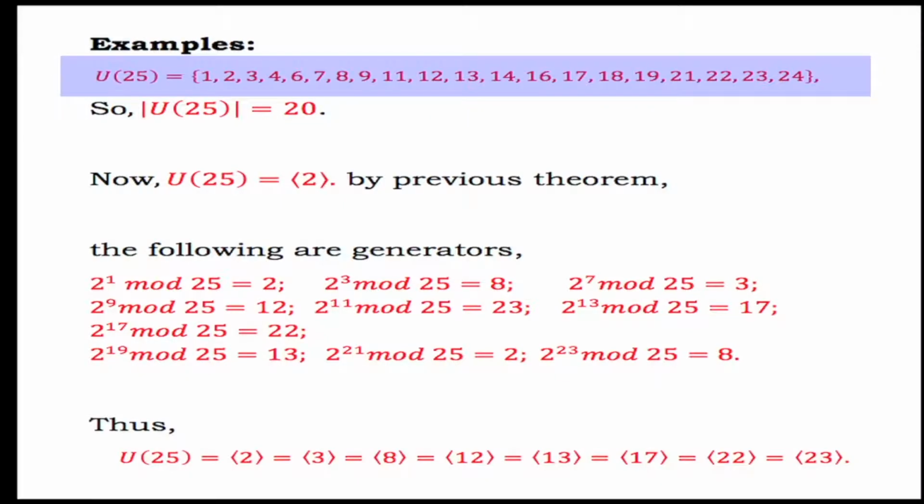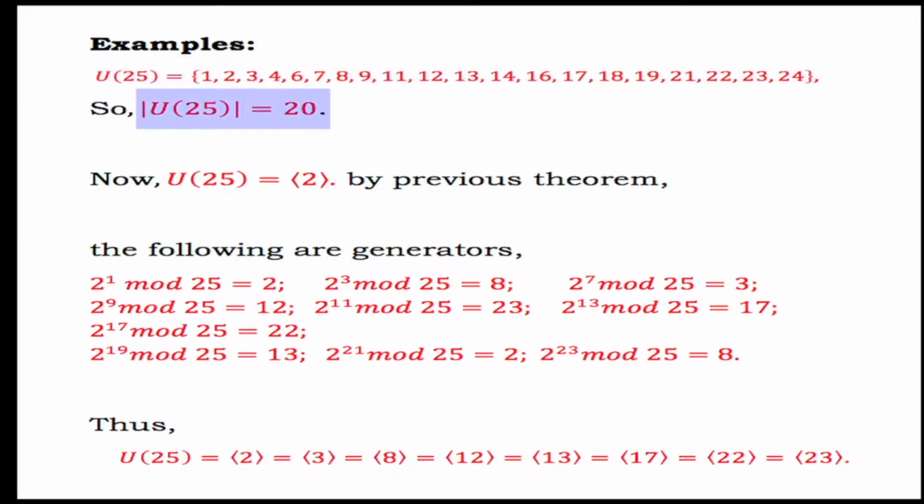Let us consider the group U25. We know that this group consists of the elements which are relatively prime to 25. So you can see that the elements are 1, 2, 3, 4. We do not have 5 because 5 and 25 are not relatively prime. So we have 6, 7, 8, 9, 11, 12, 13, 14, 16, 17, 18, 19, 21, 22, 23 and 24. So the order of U25 is equal to 20.